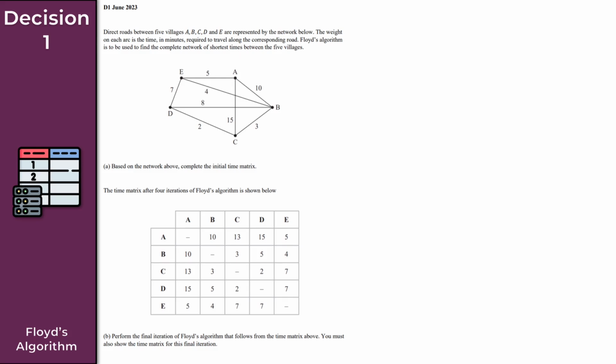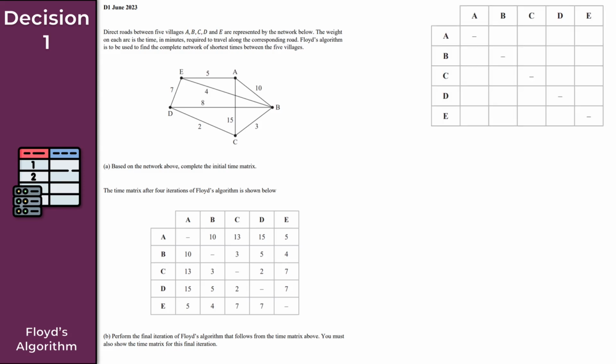So for the first part of this question, that is part A, it says based on the network above, complete the initial time matrix. Now in your exam, you'll be given the outline of the initial time matrix. All we need to do is complete it, and hopefully it should be nice and straightforward. So looking at the network here, what do we get for the initial time matrix?